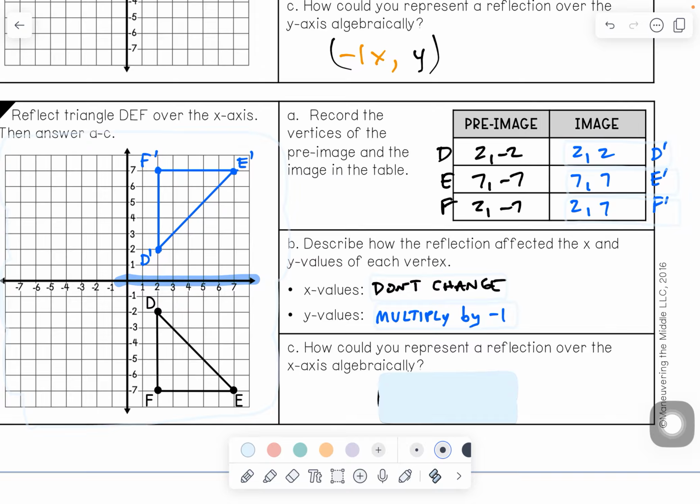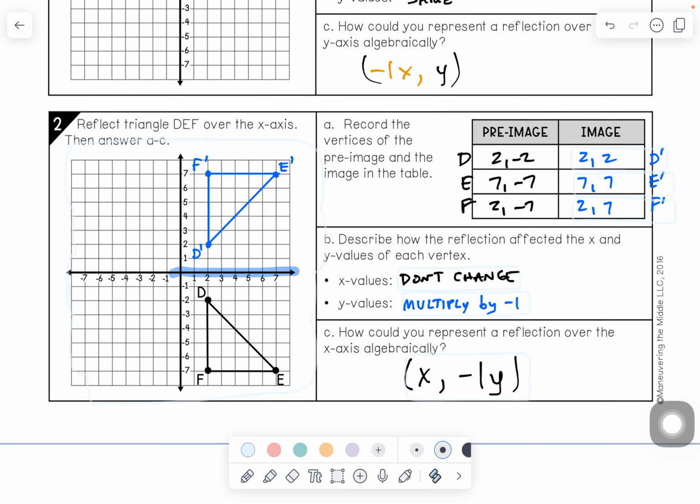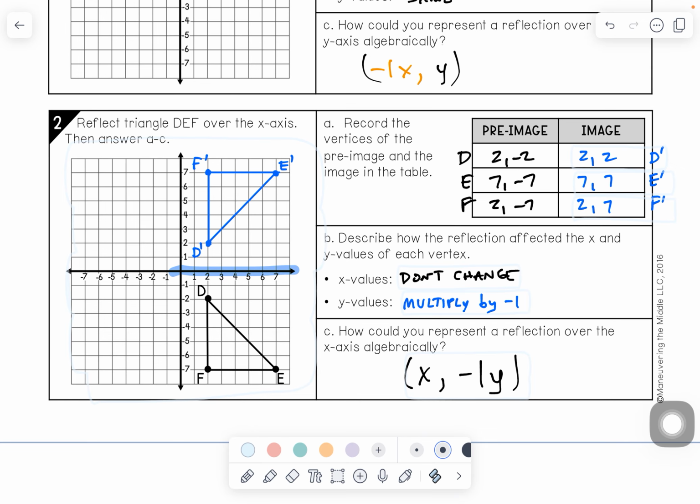Give an algebraic representation of the transformation. Notice how the y values all stay the same. The 2 R's are at the same y number, 2. The 2 Q's are at the same y number, 8. Same thing for the P's. So my y numbers didn't change, just my x numbers, multiplied by negative 1: negative 1x, comma, regular y.